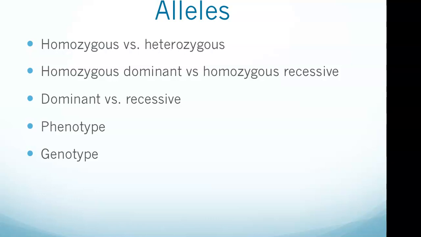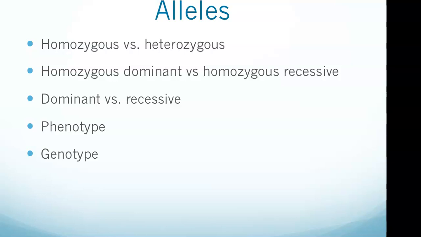If the alleles are alike, that person is homozygous for that particular gene. If the alleles are different, that person is heterozygous for that particular gene. And that should be pretty easy to remember, right? Homo meaning same, hetero meaning different. If both alleles are the dominant allele, the gene is called homozygous dominant. If both alleles are recessive, the gene is called homozygous recessive.